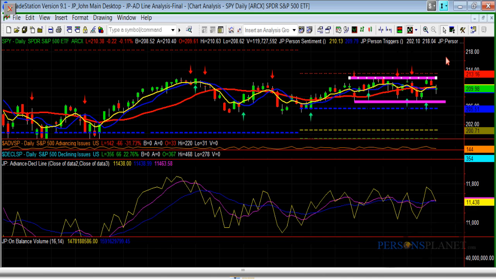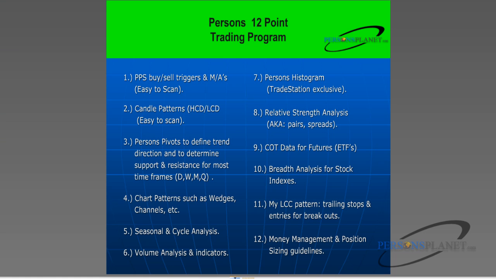All right, so I wanted to get that out of the way and just share with you that when I look at certain candle patterns, I'm looking at maybe not just my high close doji, low close doji, but as you can see down here, as I've pointed, I also use a couple other things besides looking at the person's pivots.